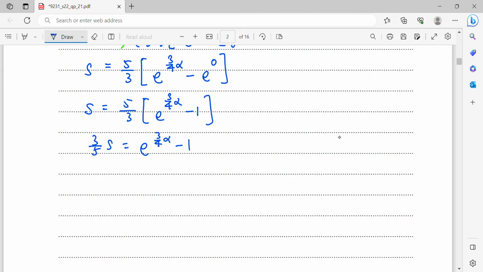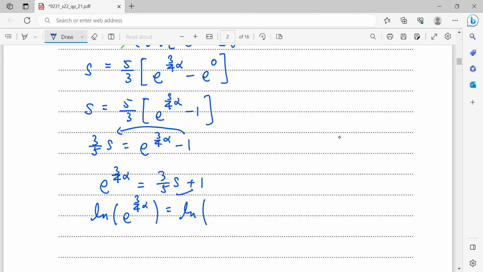So let the exponential of 3 over 4 alpha be the subject. So now I have to move the minus 1 to the other side. So I will get 3 over 5s plus 1. Okay, now to eliminate the e, we need to take ln both sides. So ln exponential 3 over 4 alpha equals to ln.